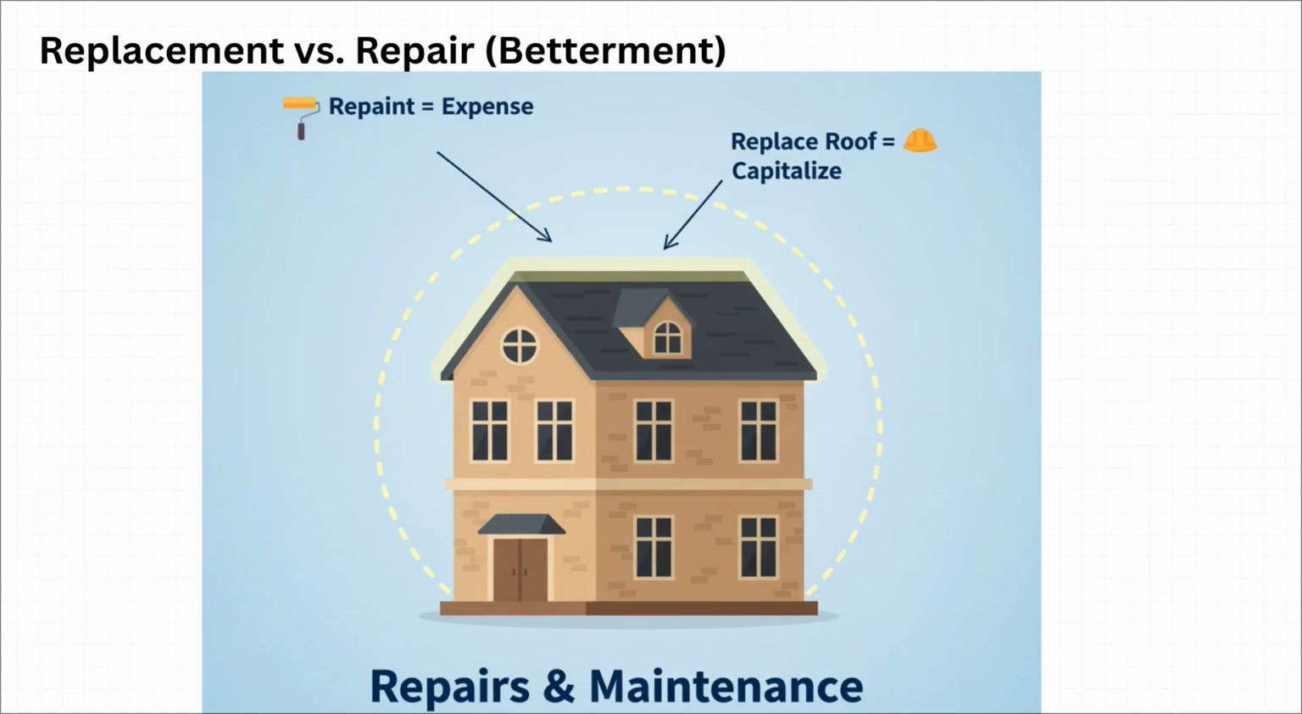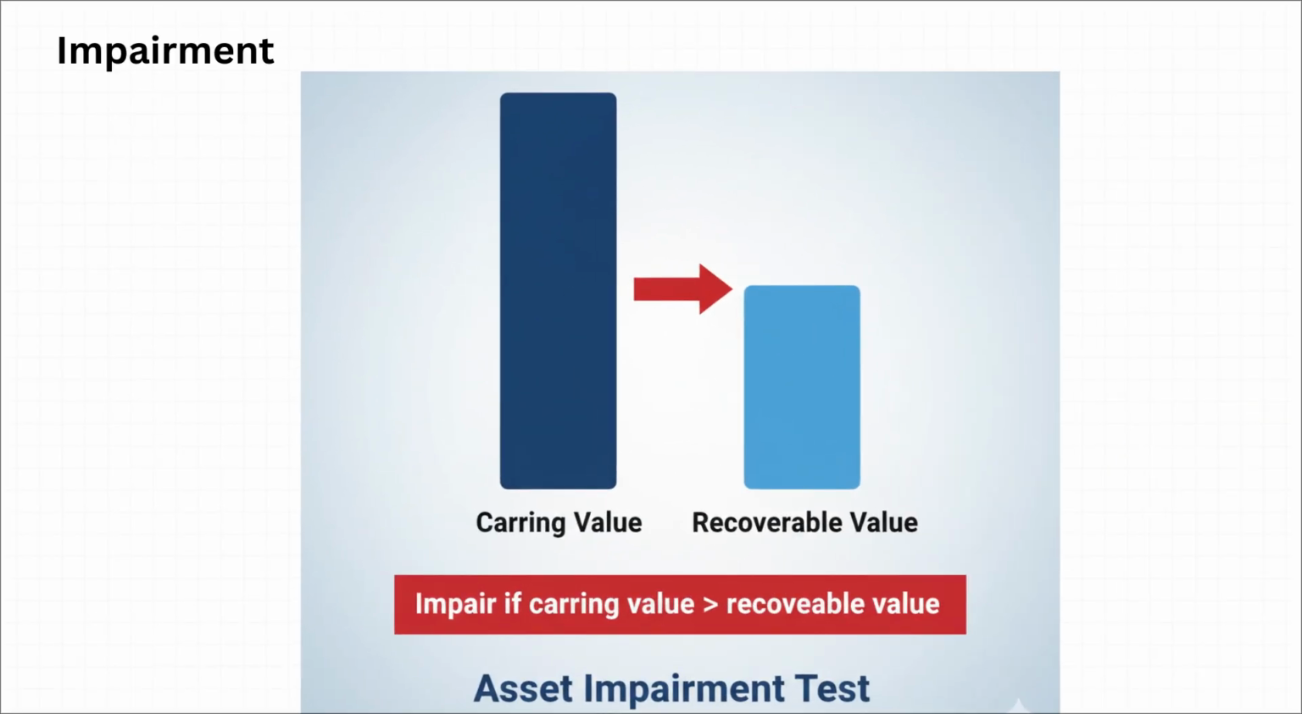But sometimes it's not about repairs. It's about recognizing if the asset has lost value. That's where impairment comes in. If an asset's carrying value is greater than its recoverable amount, it's impaired. Recoverable amount equals the higher of fair value, less costs of disposal, or value in use. The asset is written down, and the loss goes to profit or loss.